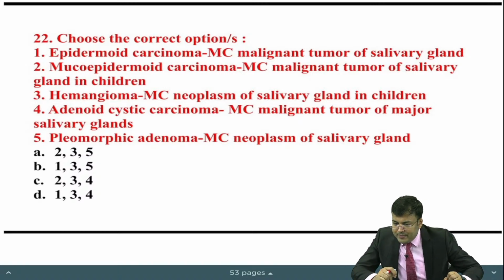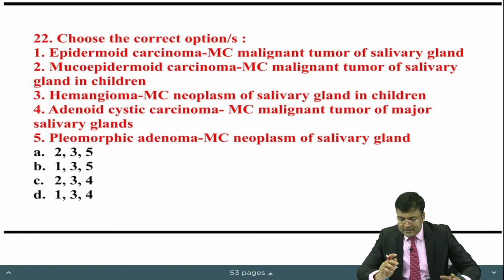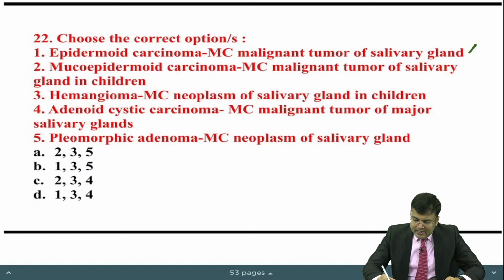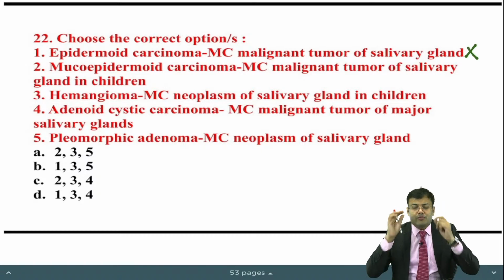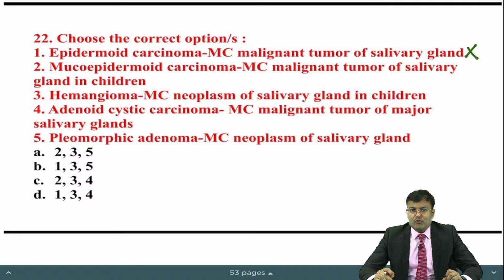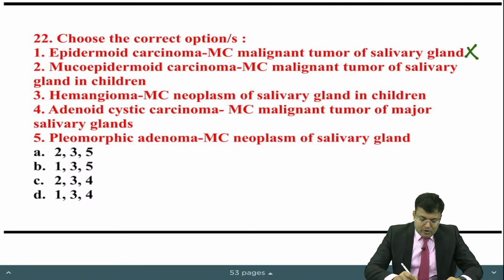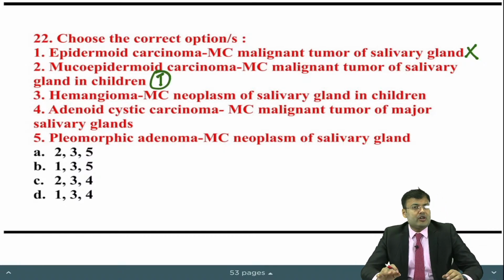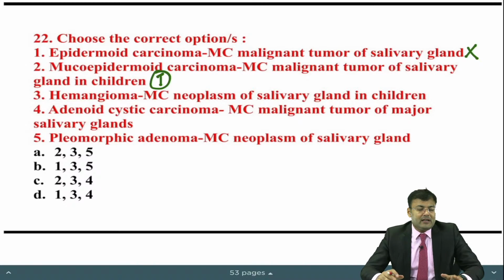Yes, very good PG aspirant Trilok Chand. Is this true or is this false? Shefali Shankar, false. Arvind, false. Nadeem Ali Khan, false. Ajju Chaudhary, false. So this is false. This option is incorrect. What is the most common malignant tumor of salivary gland? That is mucoepidermoid carcinoma, clear? Mucoepidermoid carcinoma is the most common malignant tumor of salivary gland in children as well as in adults. So option 2 is correct.